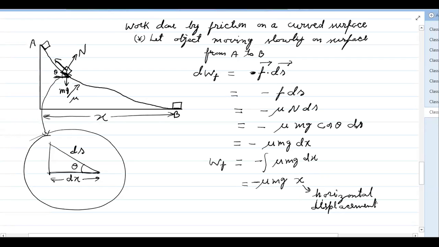Okay, so if the object is moved on an incline from point A to B, the work done by friction is given by minus mu mg x. The work done by friction is given by minus mu mg x. So this is the work done by friction. This formula you can memorize, meaning you can directly write mu mg into horizontal displacement as the work done by friction.